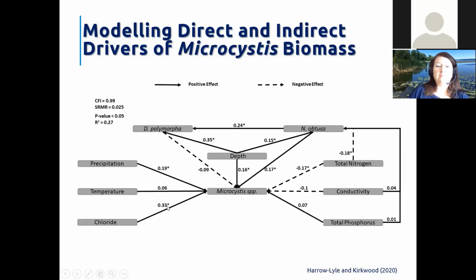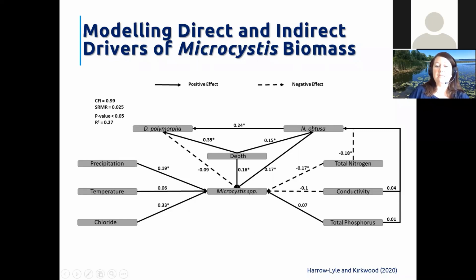So the statistically significant drivers, sorry, I should have mentioned that, are where you see the asterisk, because those are the drivers that came out as statistically significant in the model, explaining the whole model R squared value. So really the take-home point I wanted to address is that at least we're getting a signal of a potential role for N. obtusa in driving Microcystis blooms in this large shallow lake system. And of course, we want to be able to see if this is happening in other lake systems as well.